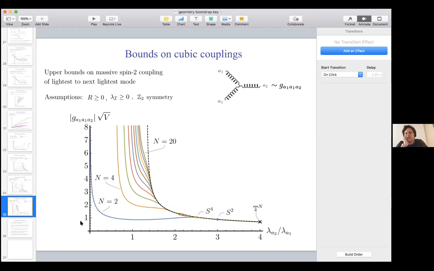Does that happen in CFT? Well, I think the sign of OPE coefficients is of some interest depending on the application.